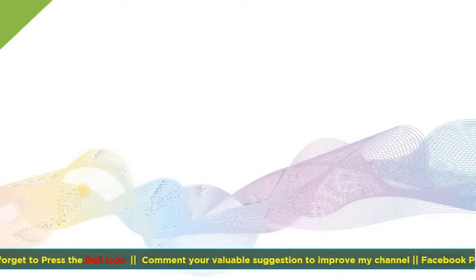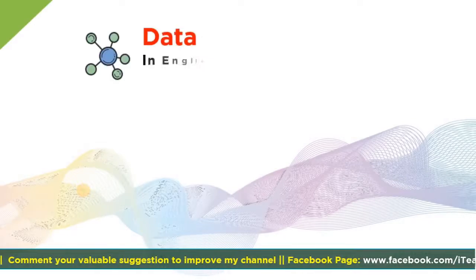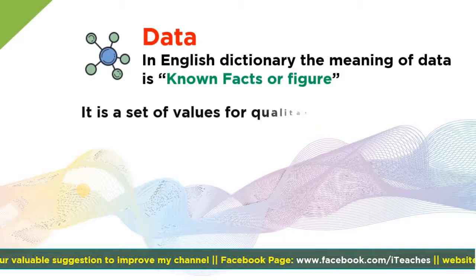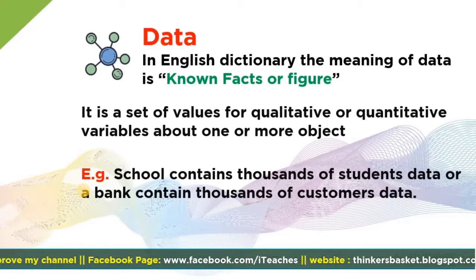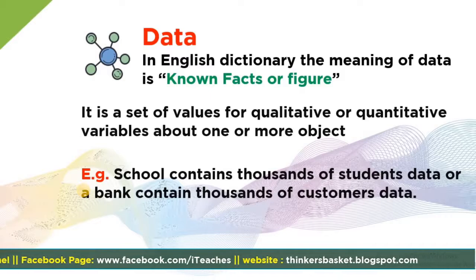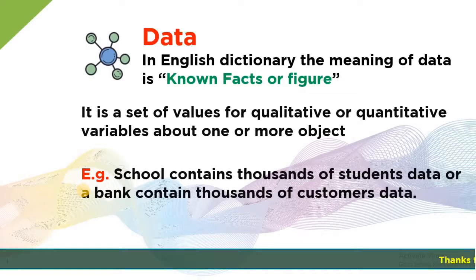Alright, let's start with the terminology. The first terminology that we are going to learn is data. Basically, what is data? The first question that comes to your mind is what is data? Data is nothing but a known fact or figure. It is a qualitative or quantitative value of any particular object, and that object may be a student. Students have different types of data stored in a school database.